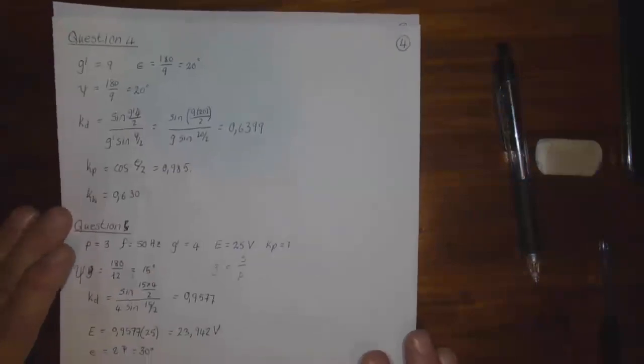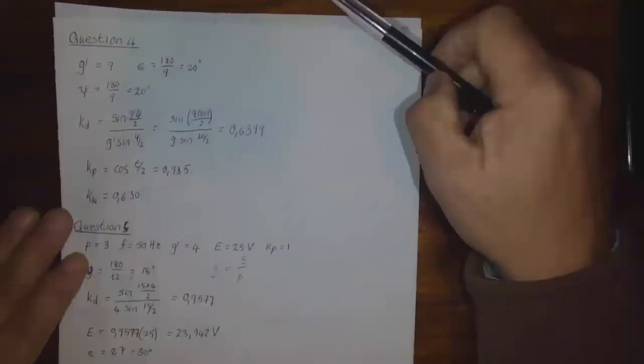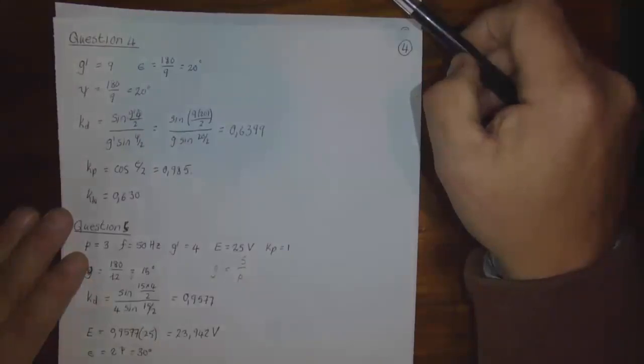What is the problem? Number 4, our G prime. What was it? Our G prime is 9, right? Yeah. But the angle is 180 over 9.